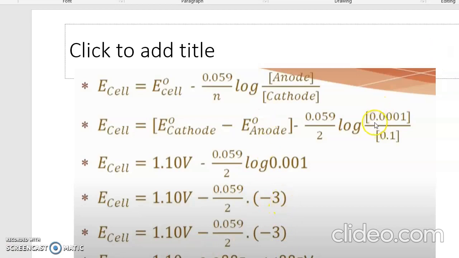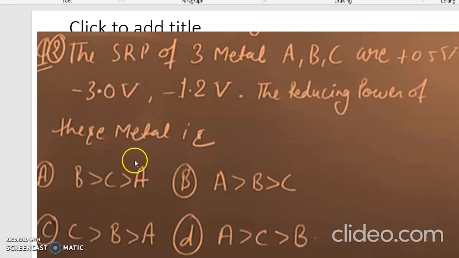Log of 0.0001, that is 10 power minus 4. So the numerator will be 10 power minus 4, the denominator is 10 power minus 1. When minus 1 goes to the numerator, it becomes plus 1, minus 4 plus 1, so 10 power minus 3. So log of 10 power minus 3. Using the power rule, minus 3 will come to the front, minus 3 log 10. The log 10 value is 1, so minus 3. That is why here we are writing minus 3. Final answer is 1.1885 volt.